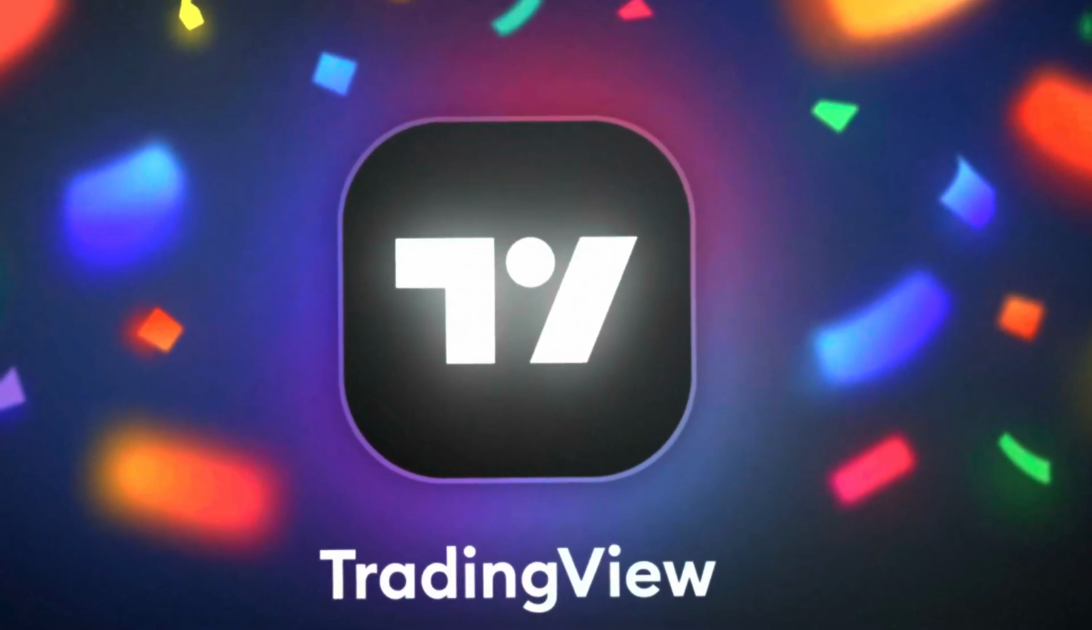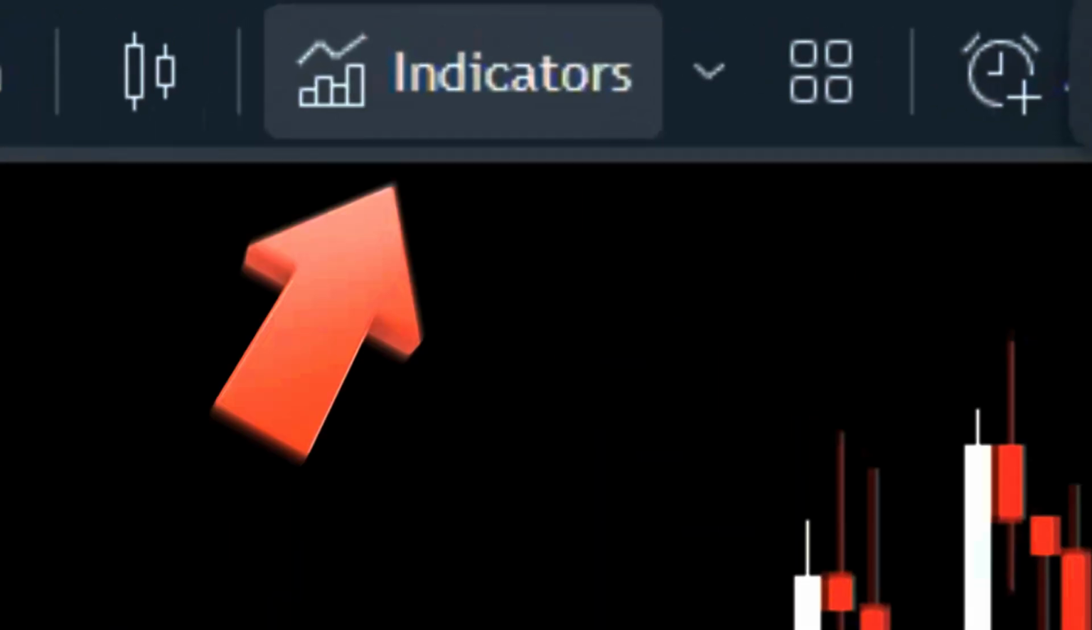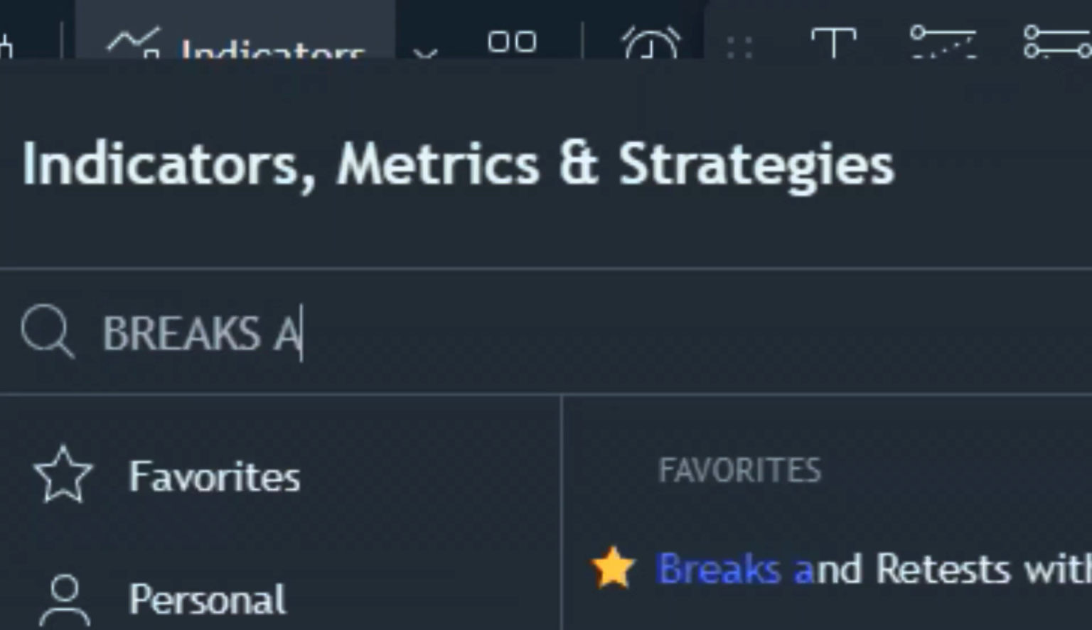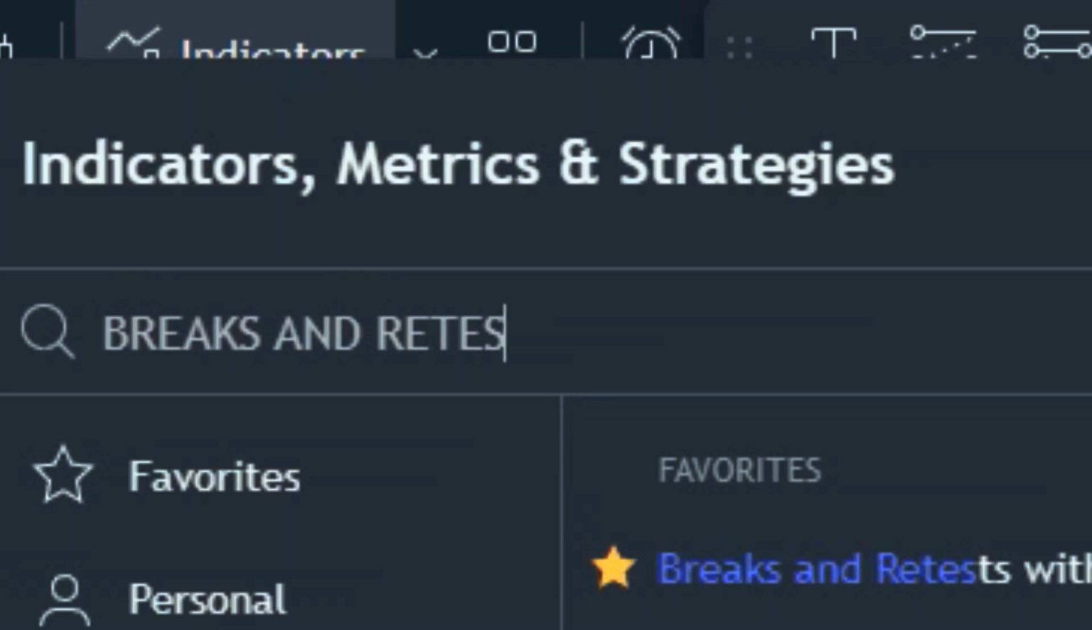First up, fire up TradingView. Now head over to the Indicators tab and search for the first secret weapon, the breaks and retest with volatility stop indicator. It's like finding a hidden gem in a treasure trove of trailing tools.